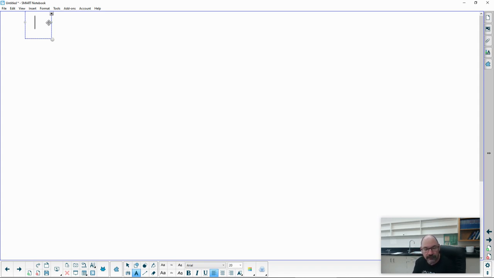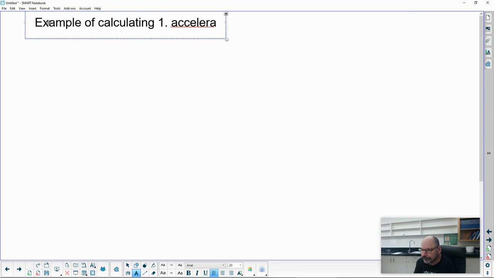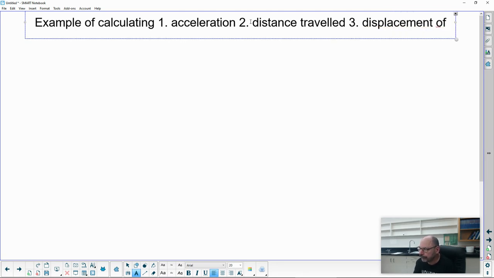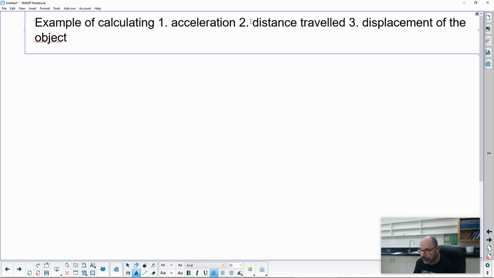So this would be an example of calculating 1, acceleration, 2, distance traveled, and 3, displacement of the object, from a graph.